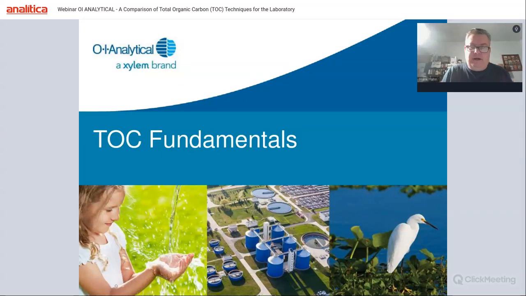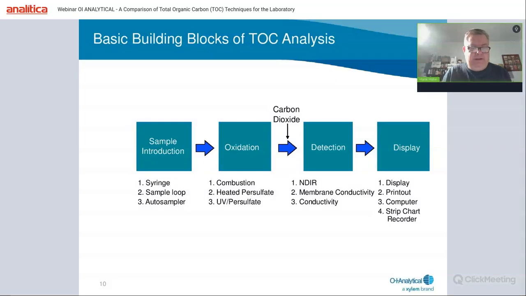And so we'll touch on TOC fundamentals. Every TOC is built upon these building blocks. There's 4 building blocks for these. There's sample introduction. That could be a syringe injection. We happen to use that on both models of the TOC analyzer manufacturer, with both the Aurora line and also the 1080 combustion instrument. There is a sample loop and an auto sampler. We use the auto sampler as well. We have a model 1088 that brings the sample up, and then we inject that with the syringe.